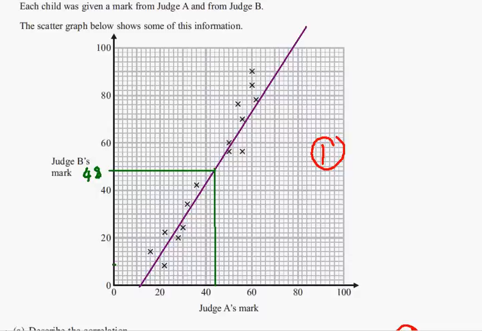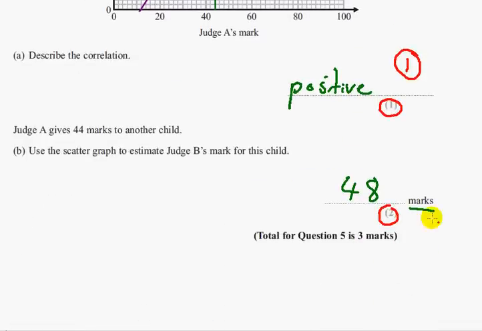This is for part B, and the second mark comes from the final answer here. You could have put anything from 46 to 54 to get that mark. So there's your 2 marks, and that's it.